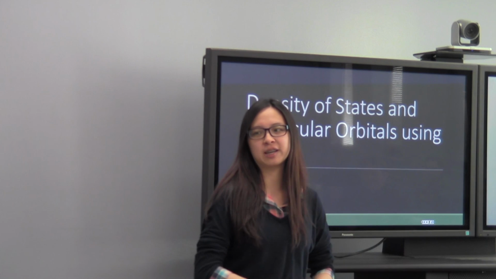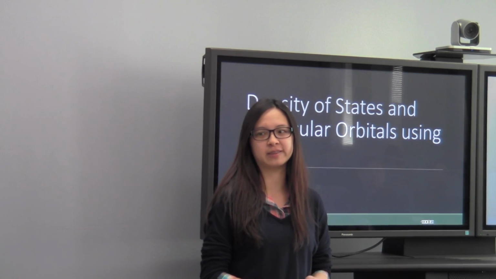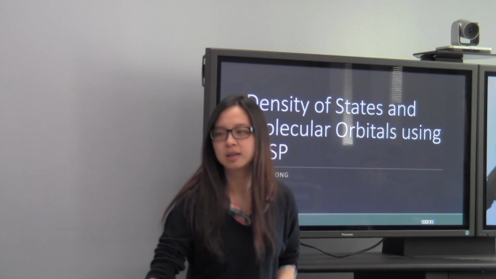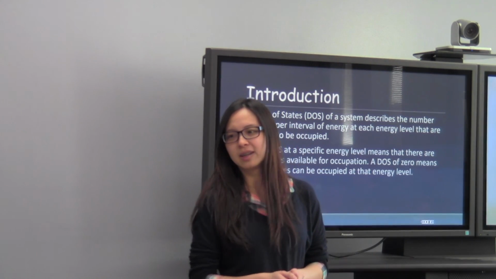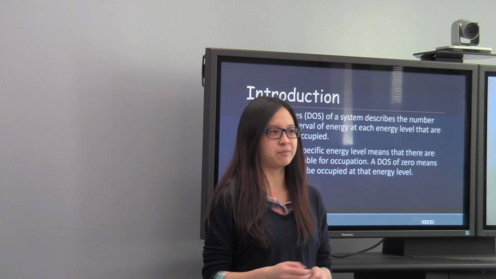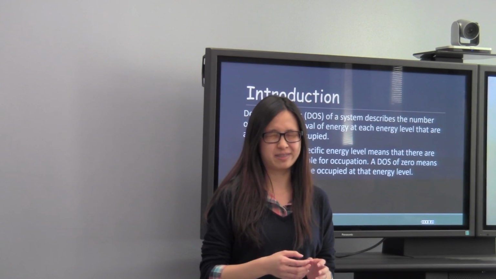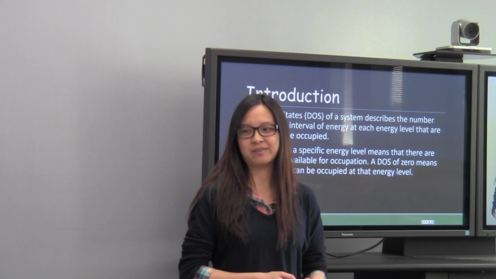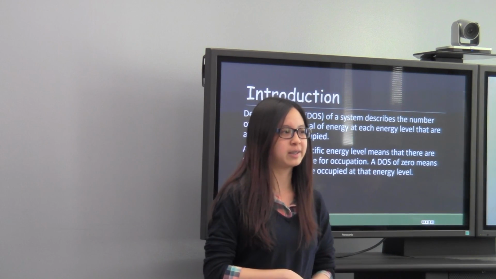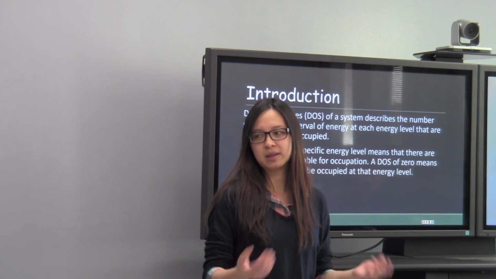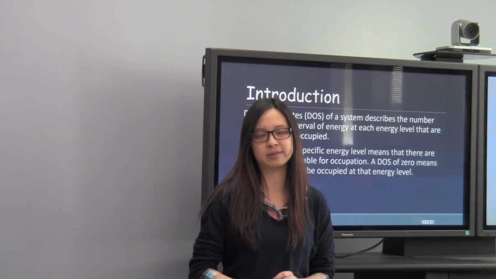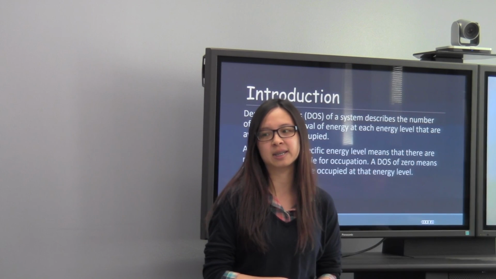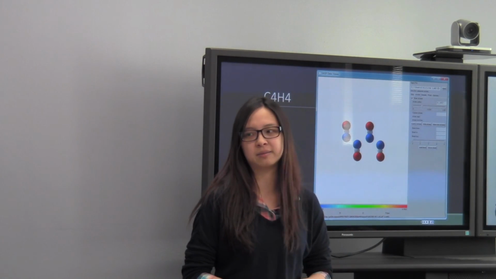Okay, so I'm Whitney, and today I will show you how to plot density of states and molecular orbitals using VASP. So, a brief introduction: density of states represents the number of states per interval energy that can be occupied at each energy level. If you have a high density of states, you have many states available for occupation, and if you have a zero density of states, you don't have any states that can be occupied by electrons.